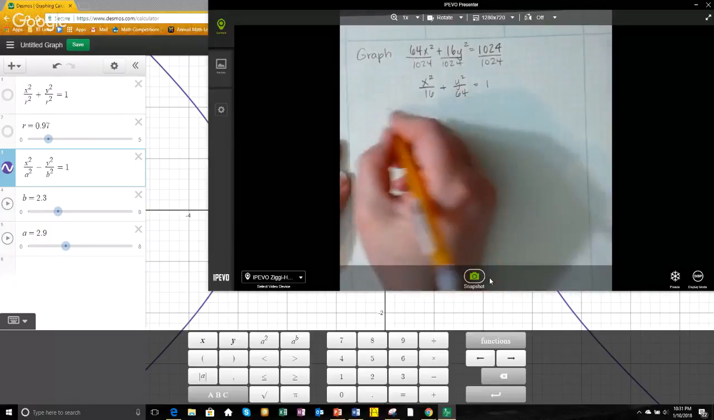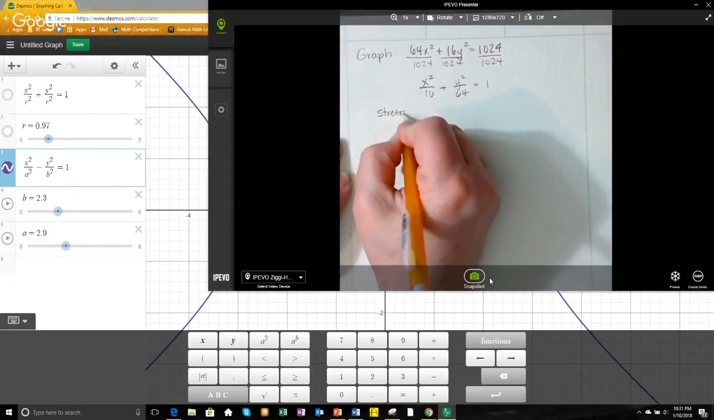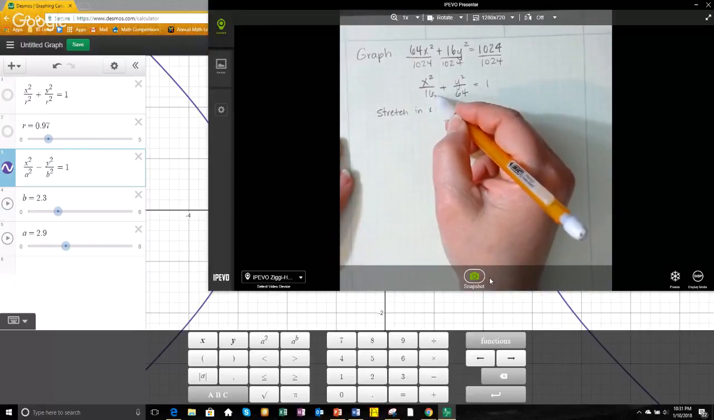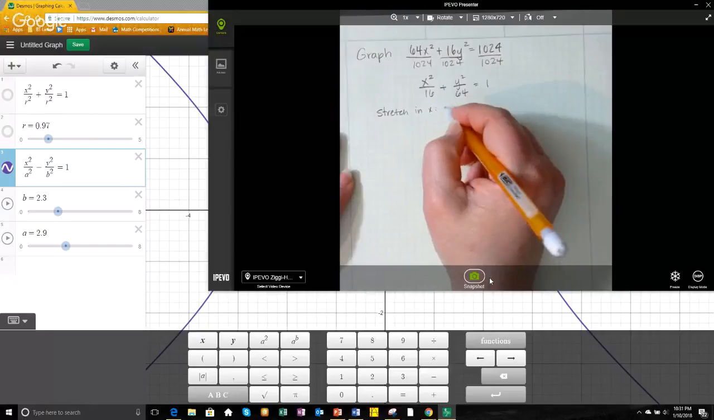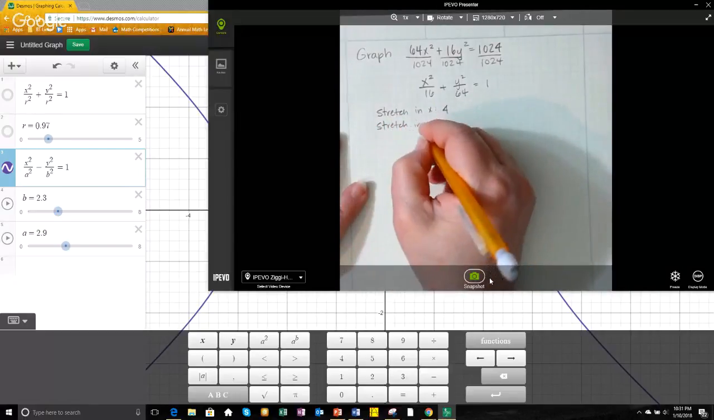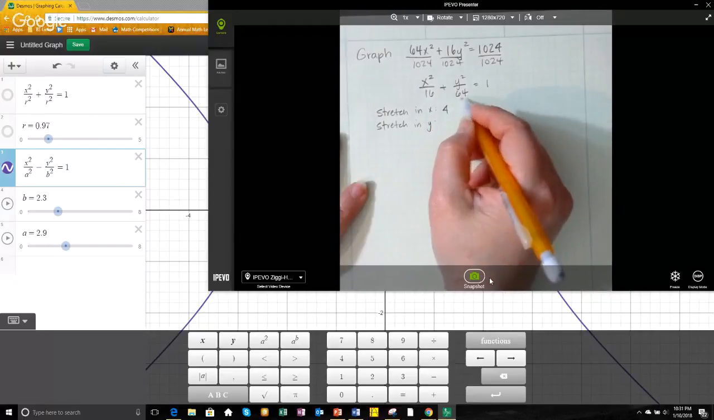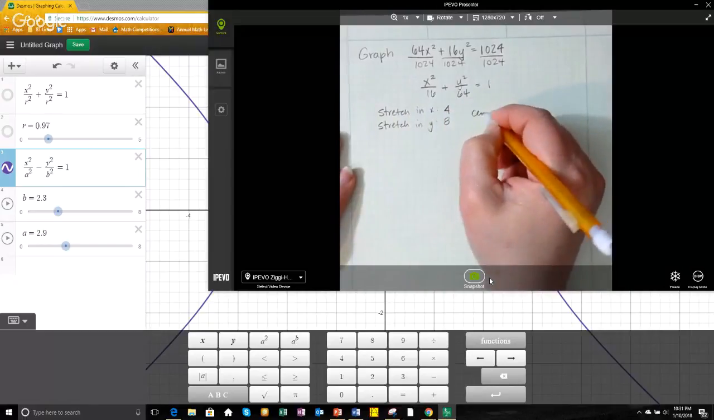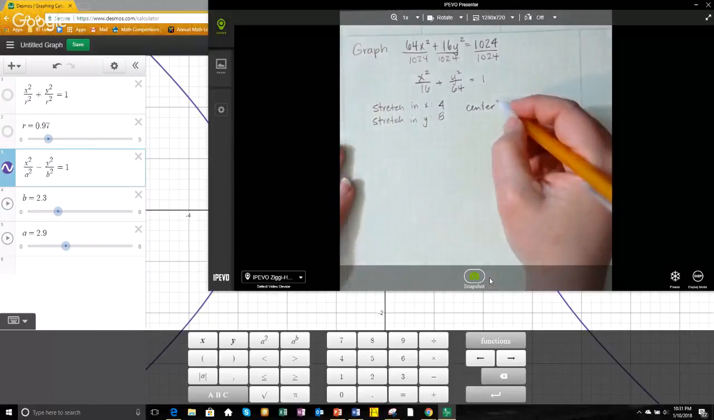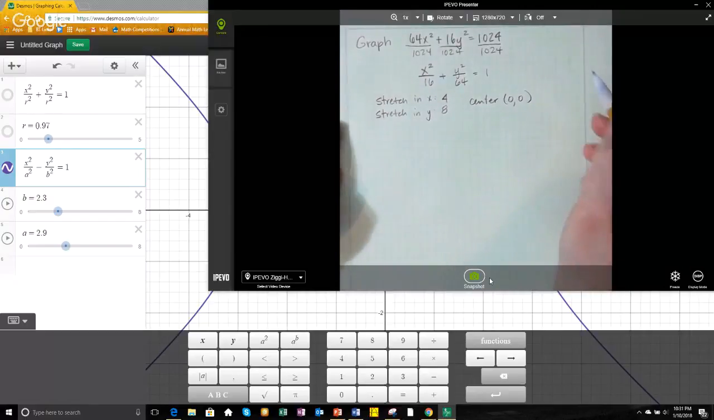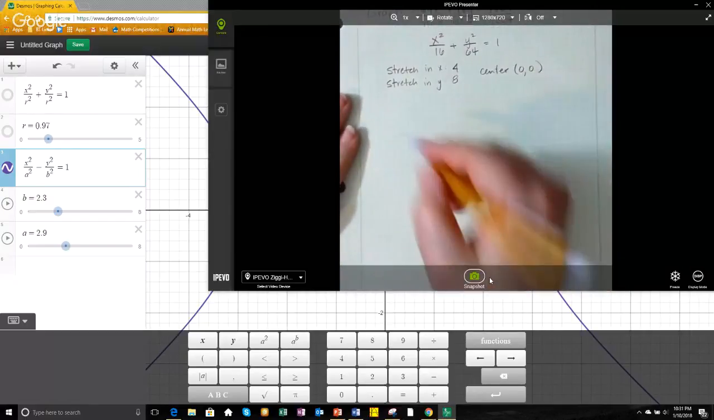All right, now the stretch in the x direction is going to be the square root of the number that's underneath the x, which is the square root of 16, which is 4. And the stretch in the y direction is going to be the square root of 64, or 8, because that's under the y. And the center in this case is going to be 0, 0 because I don't have any translation or transformation there. All right, so let's graph that.